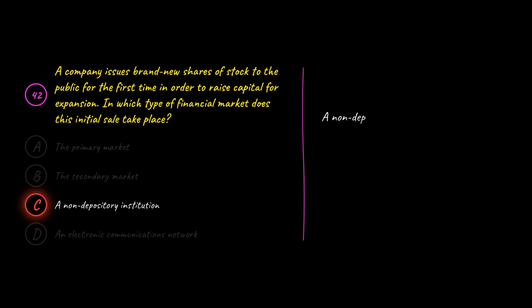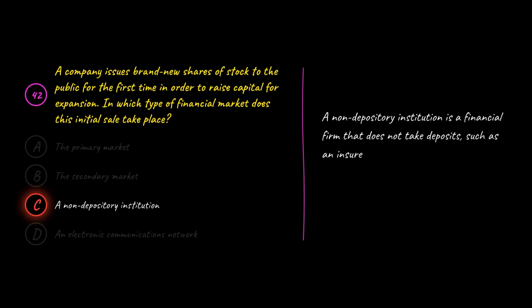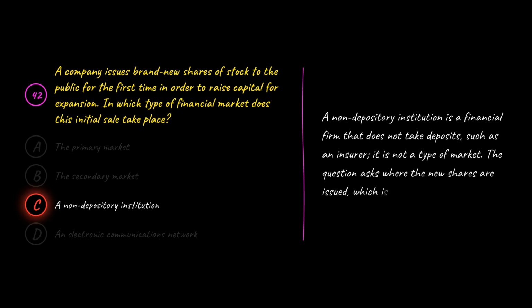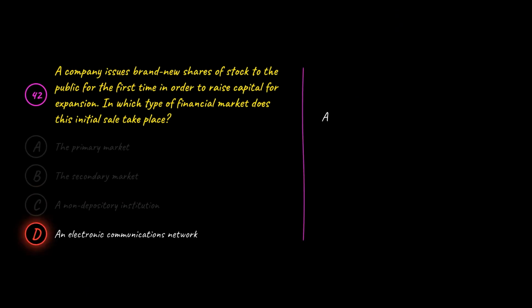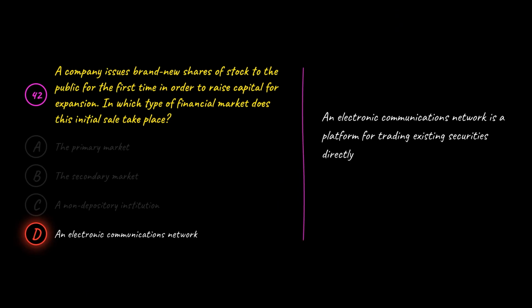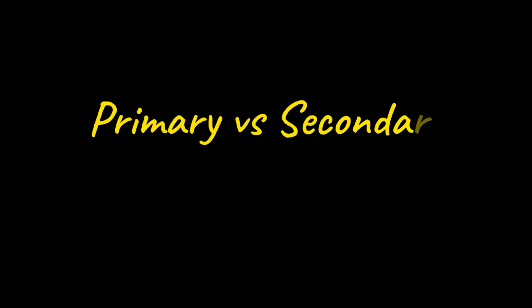C is wrong because a non-depository institution is a financial firm that does not take deposits, such as an insurer. It is not a type of market. The question asks where the new shares are issued, which is the primary market. D is wrong because an electronic communications network is a platform for trading existing securities directly between parties. It facilitates secondary trading, not the original issuance of new shares.